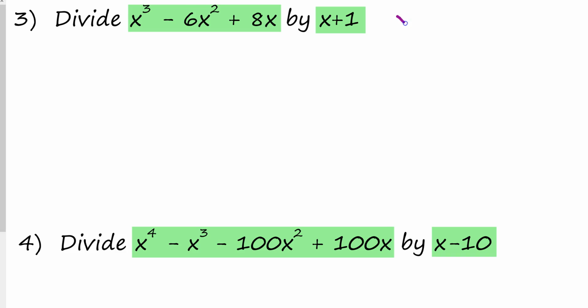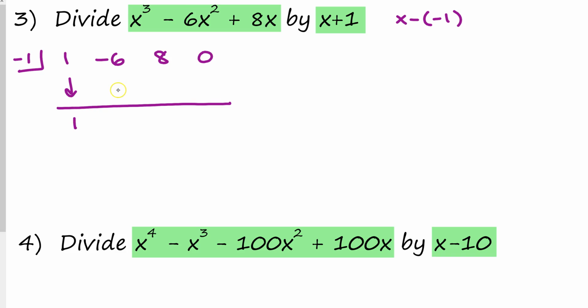If we're dividing by x plus 1, that's the same as x minus negative 1, so negative 1 goes in the box. And then we have 1x cubed, negative 6x squared, 8x, and then we also need a 0 to hold the place of the constant. So we go all the way down to the constant. Drop the 1, multiply by the number in the box, write it down and add, we get negative 7. Multiply that by the number in the box, we get 7, add, we get 15. Multiply that by the number in the box, we get negative 15, add, we have negative 15.